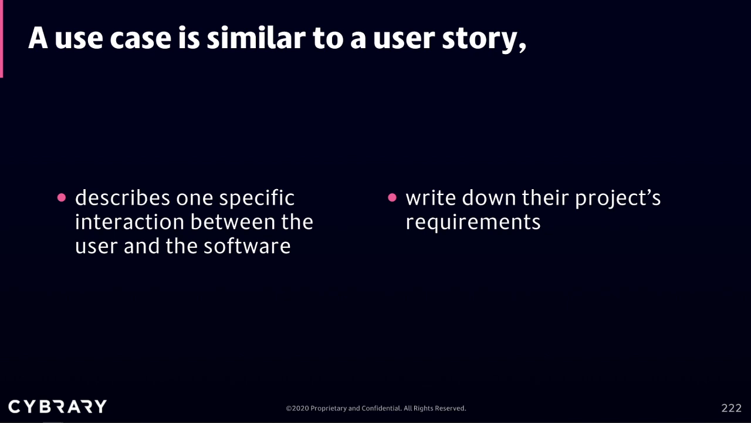A use case is similar to a user story, because it also describes one specific interaction between the user and the software. When I'm training people to improve the way they write down their project requirements, I often describe the use case as a deceptively simple tool that helps us find and write down all of the ways users interact with the software.